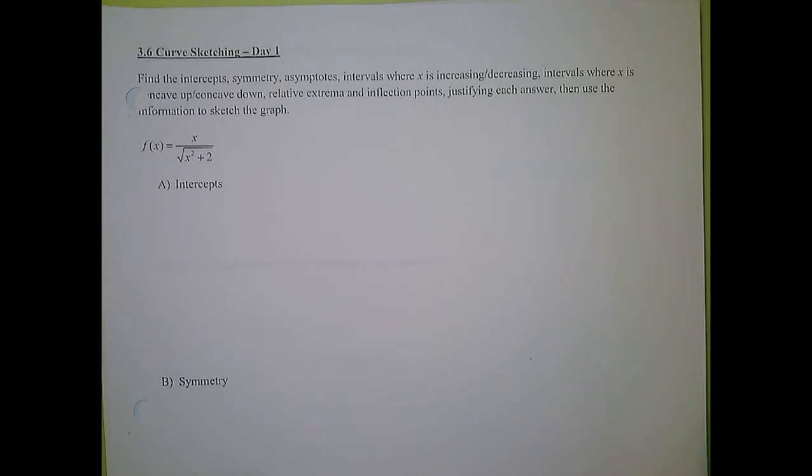Then we're going to use all of those things to tie them together to come up with a graph of what the function would look like. So we have f of x equals x divided by the square root of x squared plus 2. I'm going to start with intercepts. Specifically, I'm going to start with the x-intercept.